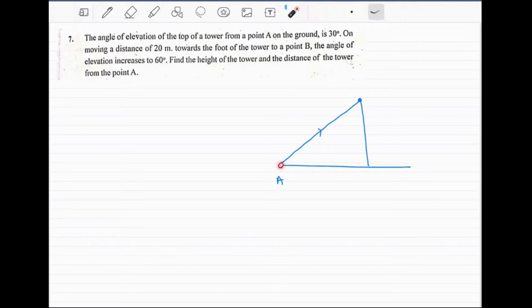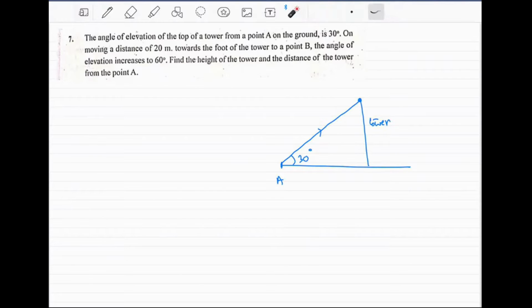The horizontal line from your point A, you are standing right here. The horizontal line is this one. This is your line of sight. That means this angle here will be the angle of elevation. How much is the angle of elevation according to the first part of the question? The angle of elevation is 30 degrees. So this is 30 degrees. And this is the tower.